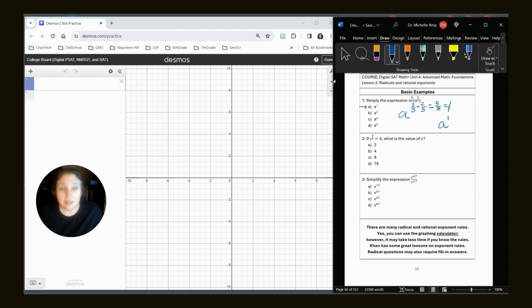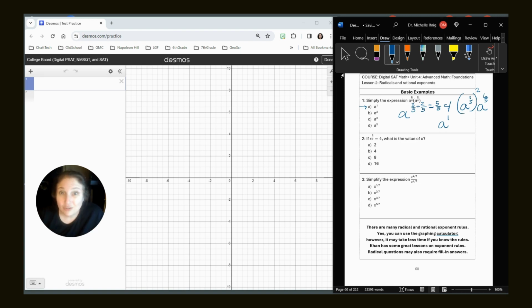Now, I don't want you to get confused by something like this, where the whole thing is being raised to a power. In this case, we would multiply to get a to the 6/5. Side note. But let's pretend that you don't remember the exponent rules. How can the Desmos calculator help you? And this is, again, why my channel exists.